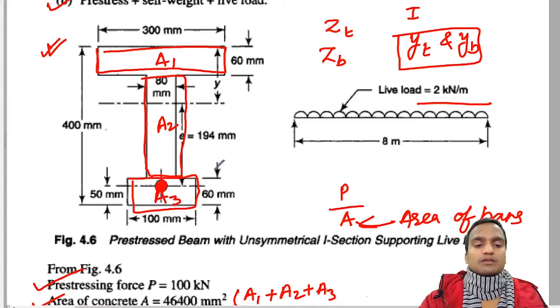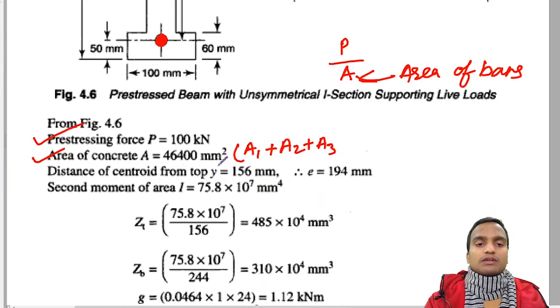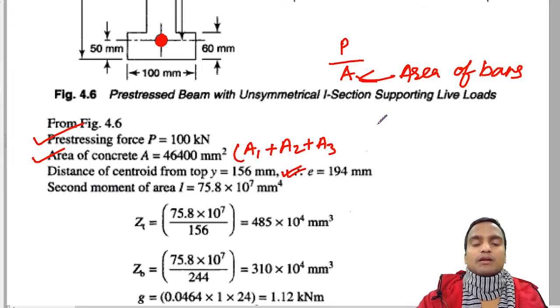Okay, so like this we have done here. Let us clean this, and total area is calculated. Now distance of centroid from top. Now this is calculated how? As I have said, we have to calculate the distance of centroid from top.